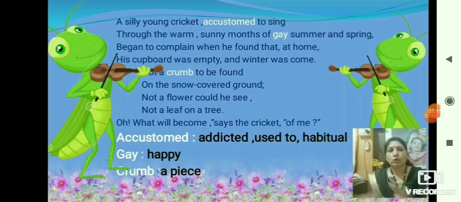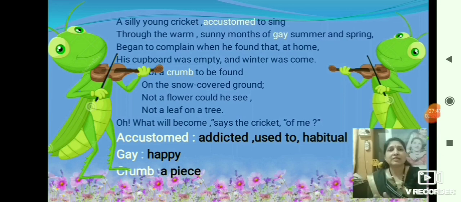Through means whole. Warm and sunny, when the season is warm and sunny, in the month of a gay summer and spring. Gay means happy. When the happy seasons were there, summer and spring, in snow-falling areas, then it is prosperous. At that time prosperity is there, all over greenery is there.